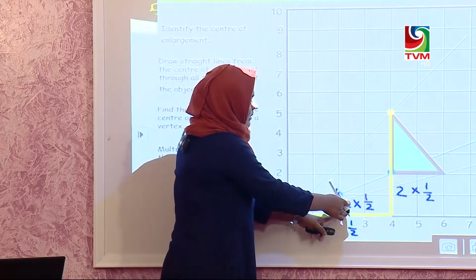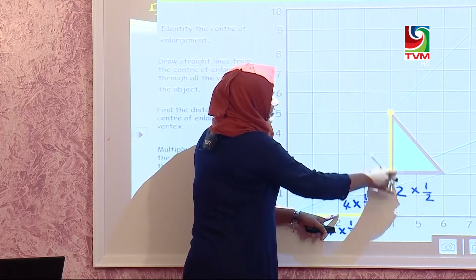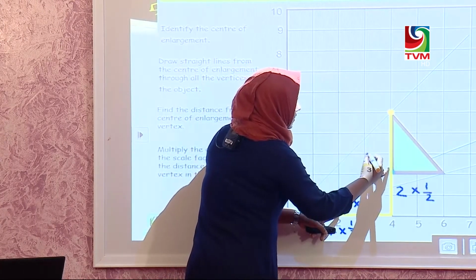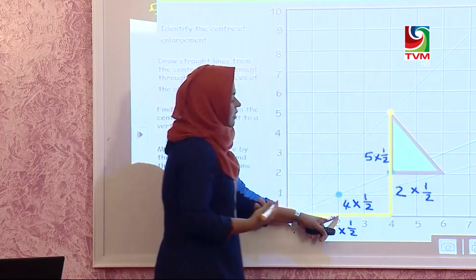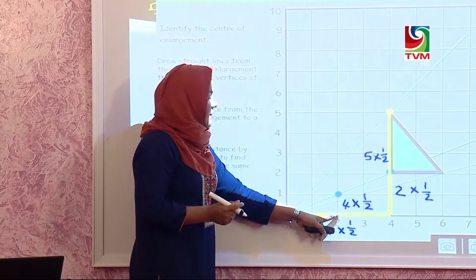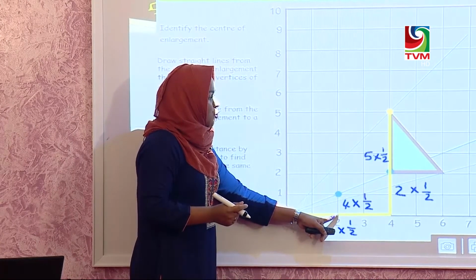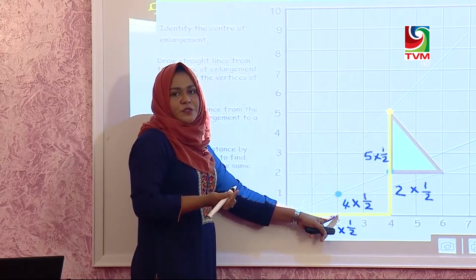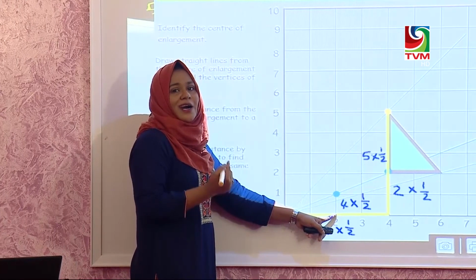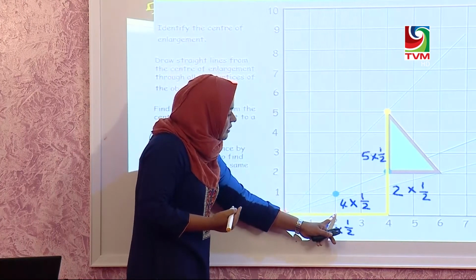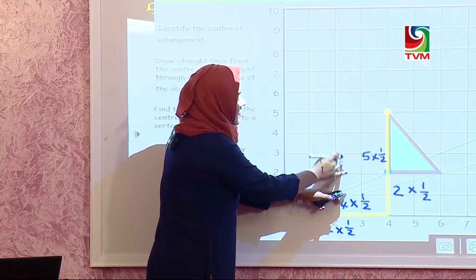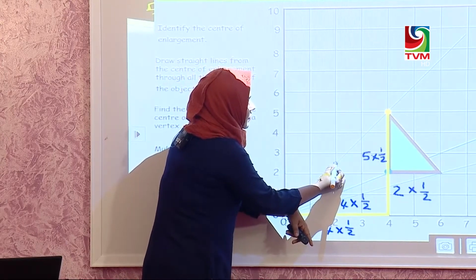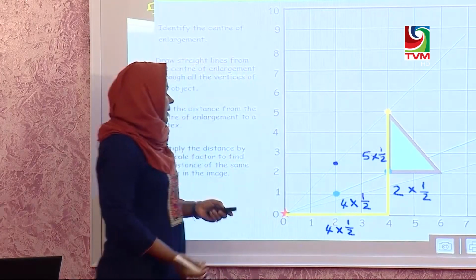Now vertically check the distance. Here vertically we have 5 squares. Multiply it by the scale factor. 5 times half is 2.5. So vertically you will have 2.5 squares. 2.5 squares means full 2 squares and half of a square. So vertically check 2.5. We have 1, 2 and half of another square, that is the middle point. So this is the point on the enlargement.